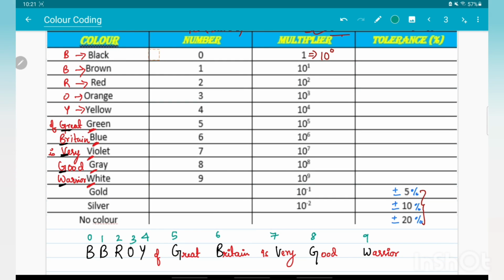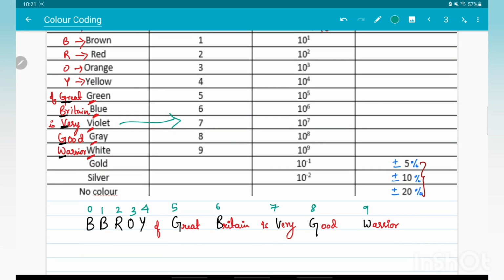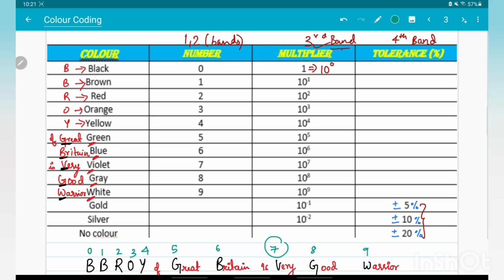Suppose in case in exam you have to remember what is the number for violet. So you know this mnemonic. You know that in this mnemonic the V stands for violet. So from the numbering you can get to know that the value for violet will be 7. So like that this mnemonic can be helpful for remembering the numbers.